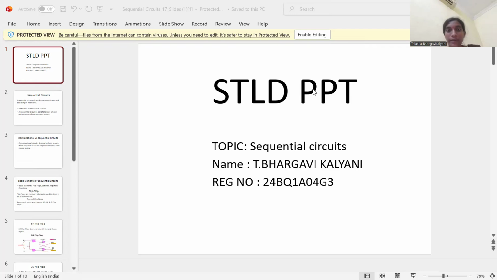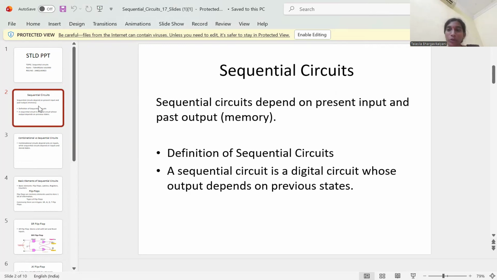Today I am going to tell about sequential circuits. In sequential circuits, I am going to tell about flip-flops. Sequential circuits are known for depending on the present and past inputs. Past input means here a memory element. Sequential circuits also depend upon present output and past output.